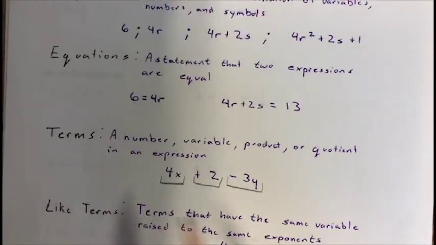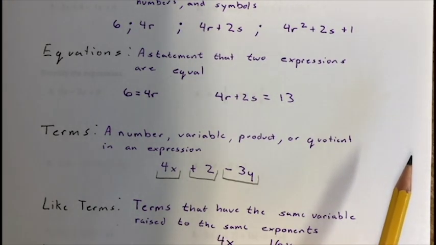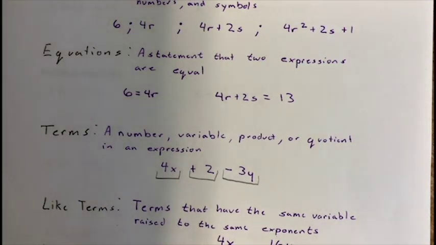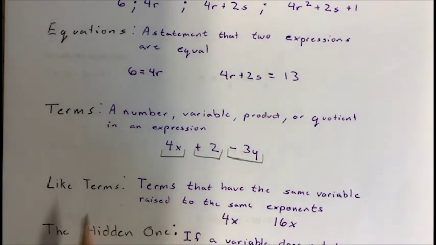Why is this important? Because I'm going to be giving you expressions and equations that you have to solve and simplify, which we'll go into a little more in just a second. In order to solve and simplify those things, you have to combine like terms. Well, what's a like term? It's terms that have the same variable raised to the same exponents.